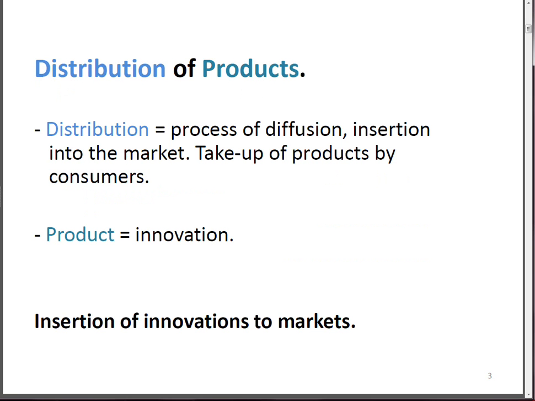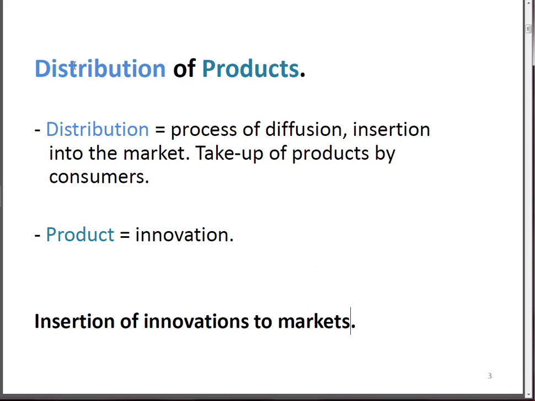So let's see, what do we mean by distribution of product? Now if you think about it, distribution of product is made of two words, distribution and product. Distribution really is the process of diffusion. It's how we insert something into the market. The book talks about the take-up of product by consumers, how consumers would come to take products. Now product means innovation. So if you think about this sentence, distribution of product, it can mean insertion of innovations to market.